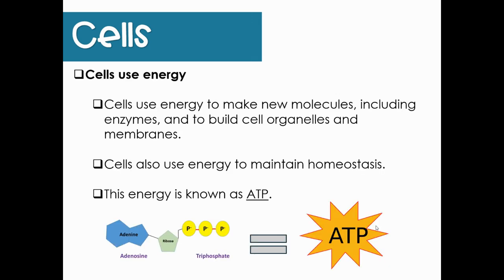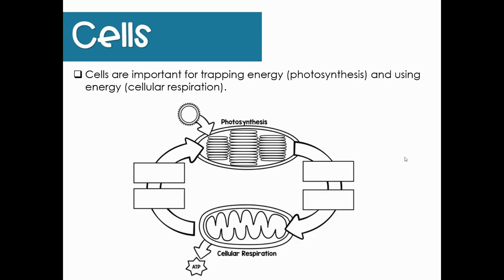All right, we know that cells use energy. They use energy for many different things, but they use that energy to make new molecules, including enzymes that we talked about earlier, and also to build cell organelles and membranes. They use that energy to maintain homeostasis. And if you'll remember, this energy is known as ATP, adenosine triphosphate. So we have the structure here, adenosine triphosphate, because we have these 3 phosphates here. And just make sure that you know adenosine triphosphate can be abbreviated ATP. And so this symbol here, this little starburst with the 3 letters, it shows up in a lot of diagrams for biology. So I just want you to know that that represents energy in the cell.